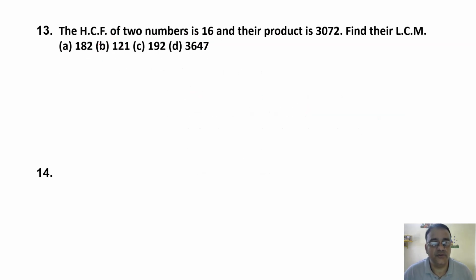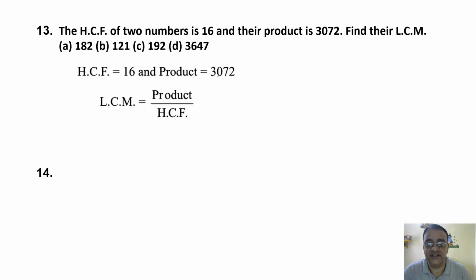Now we are moving toward question number 13. The HCF of two numbers is 16 and their product is 3072. Find their LCM. So HCF and product is given. So LCM will be product divided by HCF. So that is 3072 divided by 16. If you divide these two, you will get 192. And the correct option is option C.